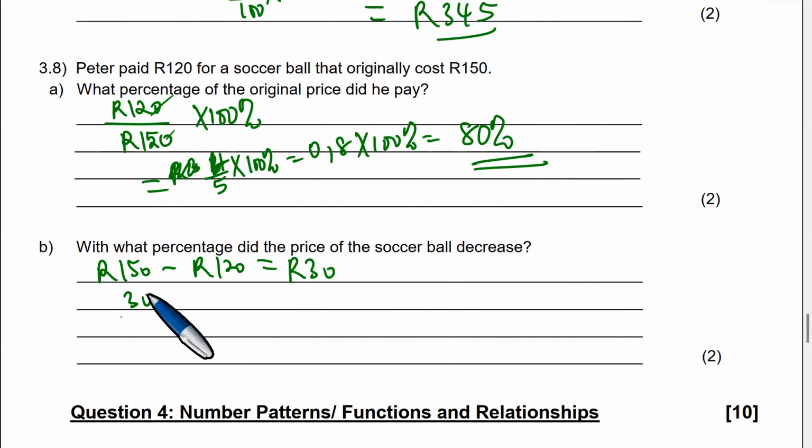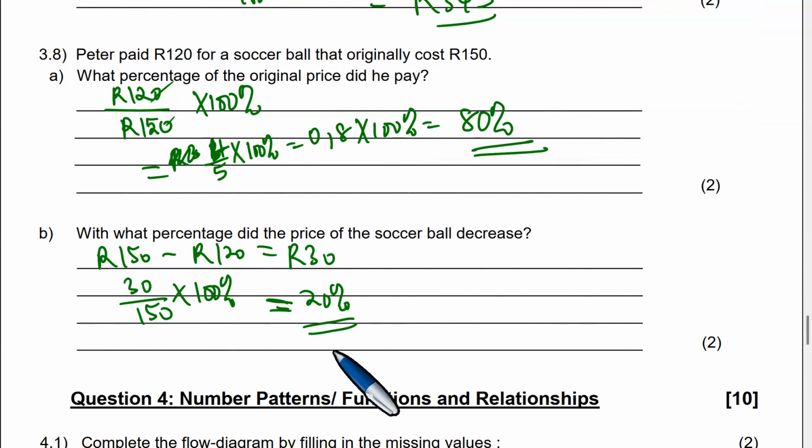Then you take 30 Rand over 150 times 100%. And if you multiply this, it becomes exactly 20%, no matter what you do. That's 20%. No, I know you can always get to this, yeah, but it's 20%.